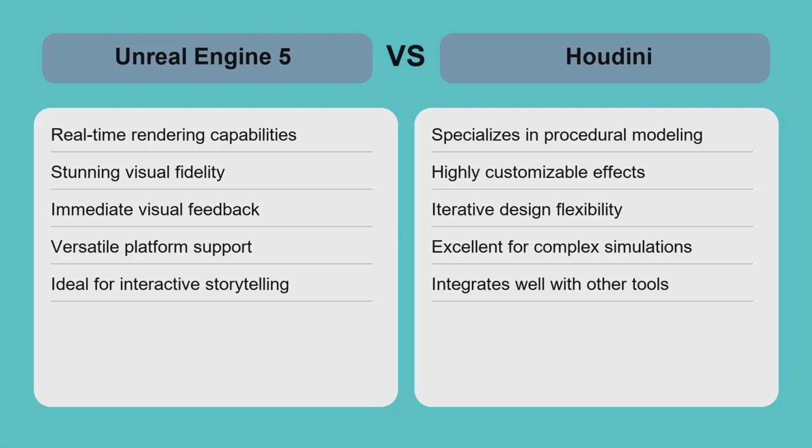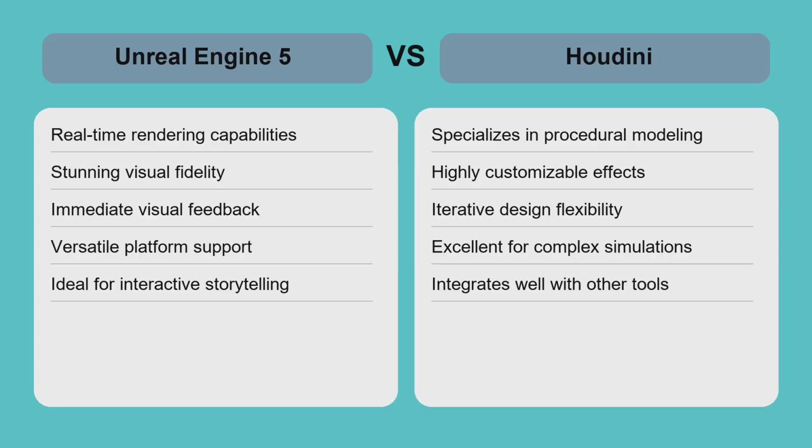When comparing Unreal Engine 5 and Houdini, the choice depends on your project needs. Unreal Engine 5 shines in real-time rendering, interactive experiences, and game development, providing immediate visual feedback and platform versatility. In contrast, Houdini excels at procedural generation and advanced simulations, offering unparalleled control for creating complex visual effects and environments.